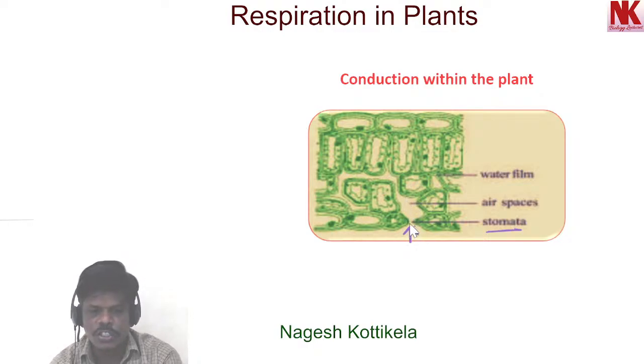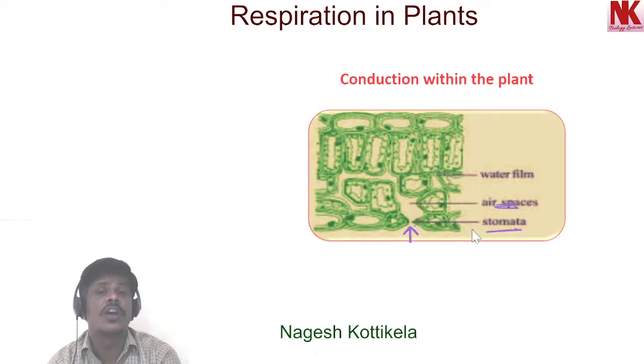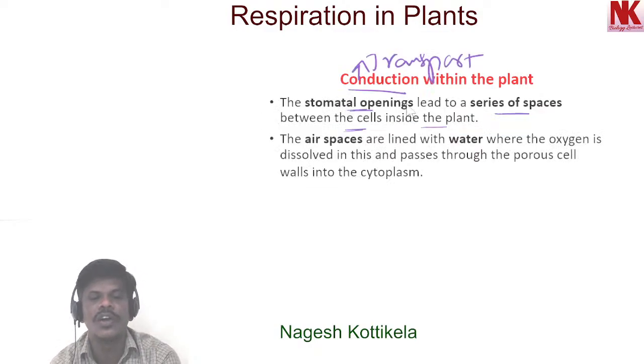So this stomatal pore leads to air spaces between the cells. You can see this is air space between the cells. So stomatal pores lead to air spaces within the plant body. That is what you need to remember: the stomatal openings lead to a series of spaces between the cells inside the plant.